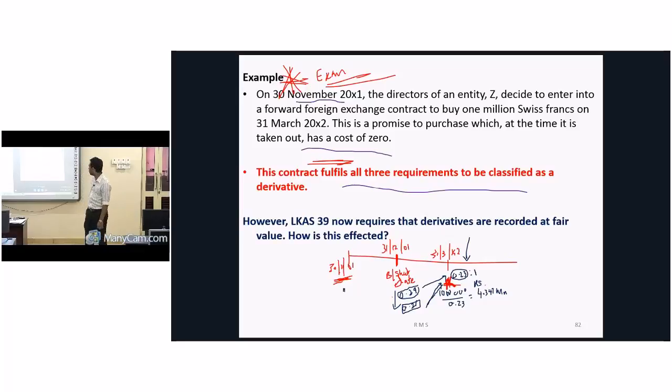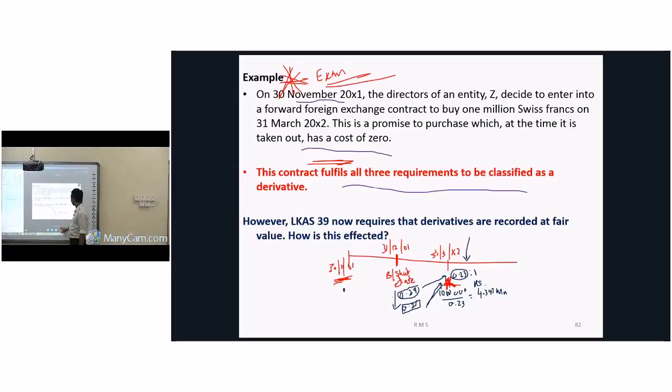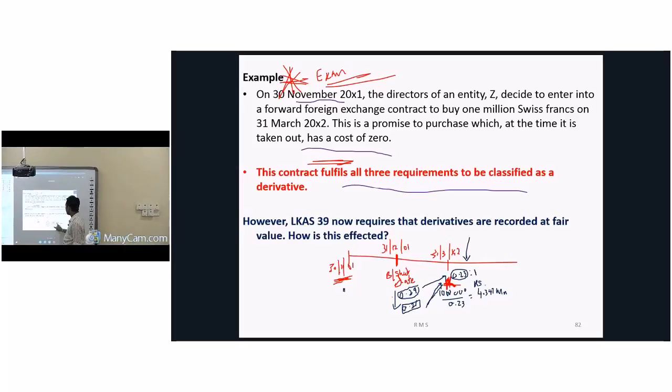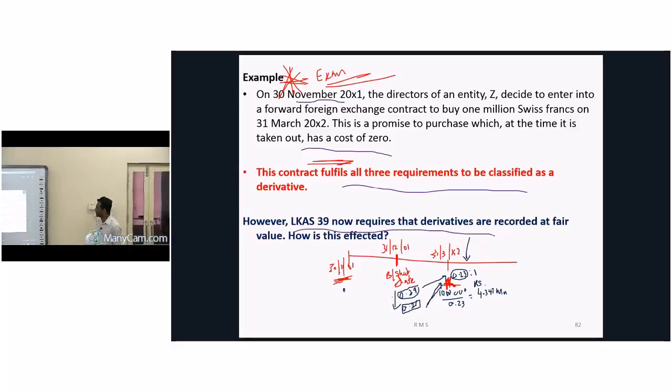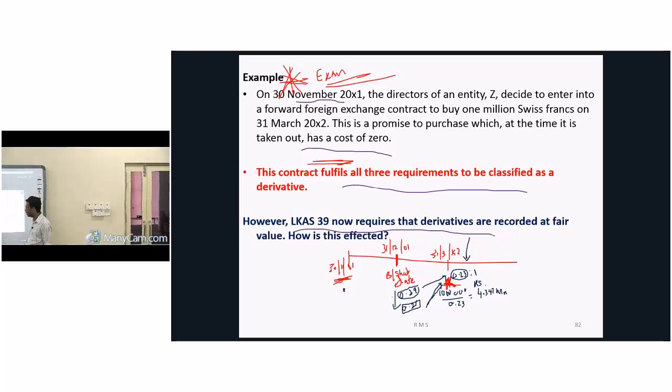Now here what do you do? You promise to buy 1 million Swiss francs on a certain date. No initial investment, nothing. Only a kind of agreement between these two parties, buyer and seller. Right, how do you account for this? Look, what does it say? IAS 39 says derivatives are recorded at fair value. Now I am going to teach you a little on this, how to account for derivatives in financial statements.